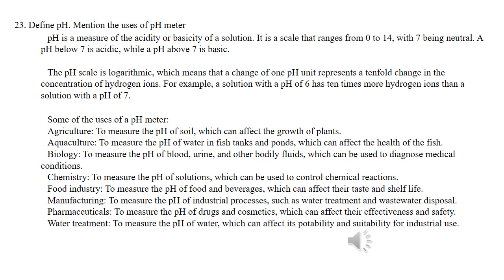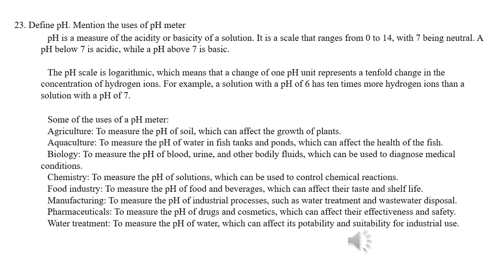Some of the uses of a pH meter. Agriculture, to measure the pH of soil, which can affect the growth of plants. Aquaculture, to measure the pH of water in fish tanks and ponds, which can affect the health of the fish. Biology, to measure the pH of blood, urine, and other bodily fluids, which can be used to diagnose medical conditions. Chemistry, to measure the pH of solutions, which can be used to control chemical reactions.